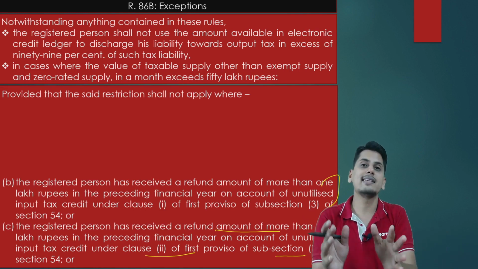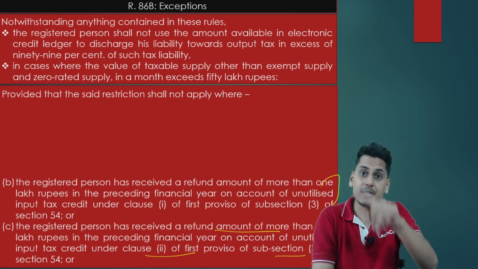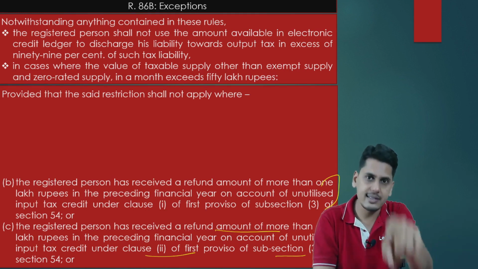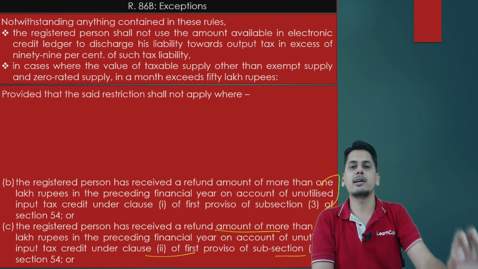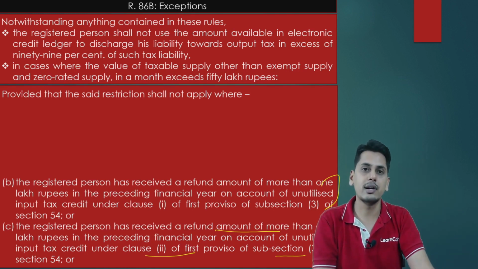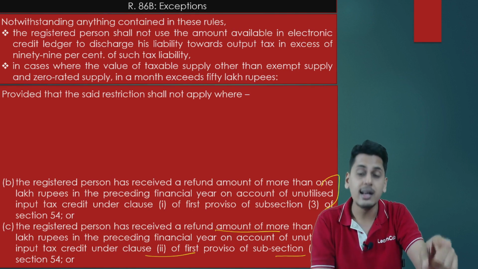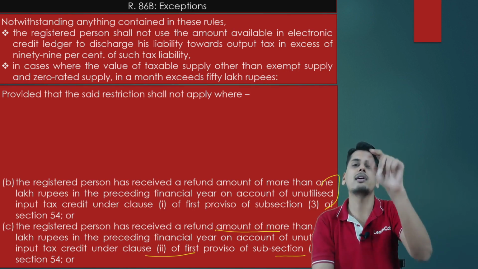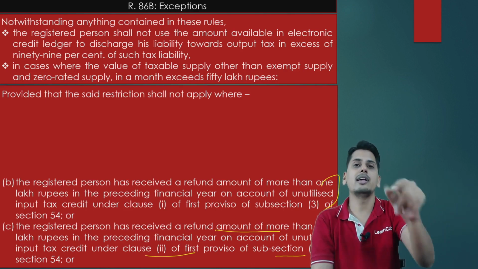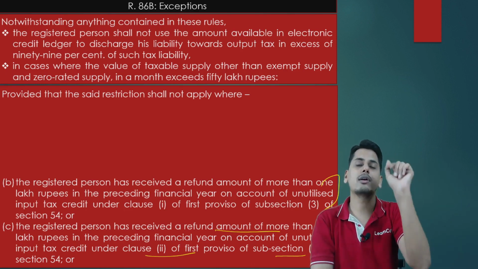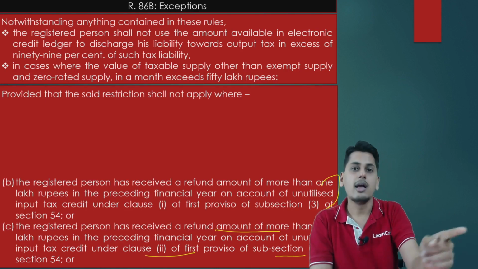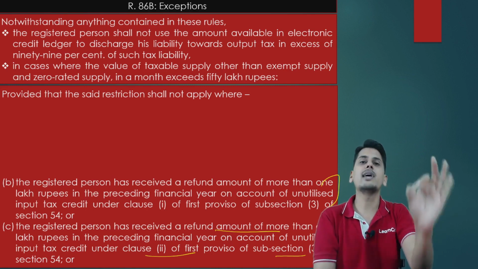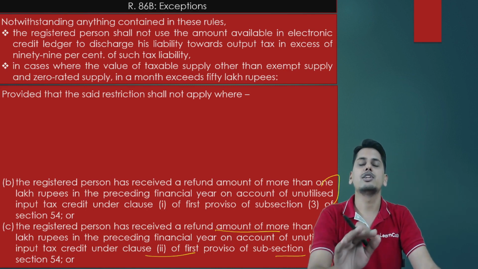So therefore, 86B carves out an exception for the objective of the government being served, and it states that it is not a blanket exemption. All those persons who are making zero rated supplies, all those persons whose tax structure is inverted duty structure, if in the preceding financial year they have received a refund of an amount exceeding rupees 1 lakh for making zero rated supplies under LUT, or for inverted duty structure, if they have received a refund of an amount exceeding rupees 1 lakh out of their unutilized input tax credit, then in the current financial year 86B shall not apply.